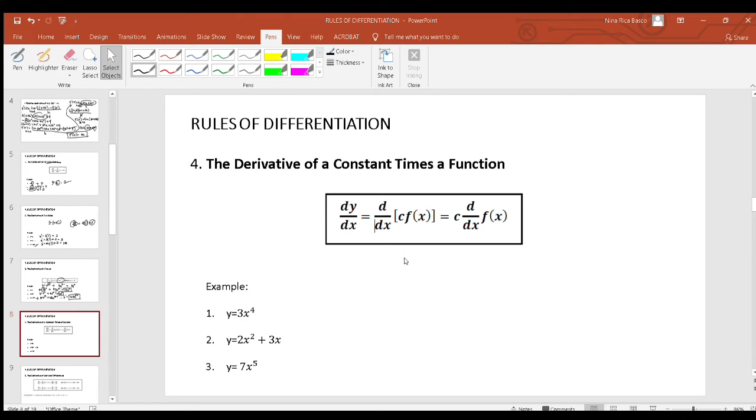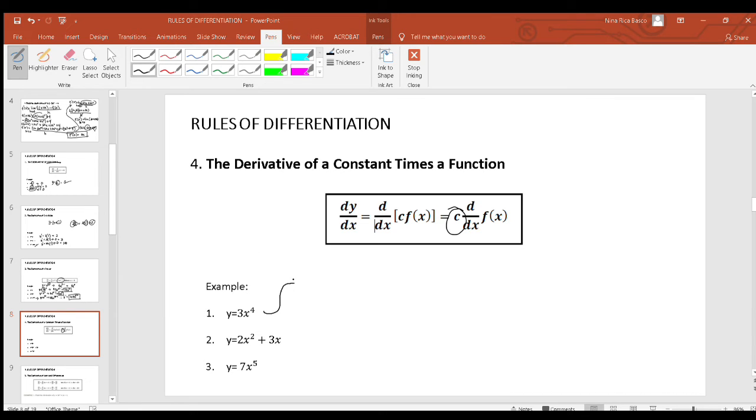How about if we have, ayun, parang na-discuss ko na siya kanina. How about with a constant times a function? Ayun, merong coefficient sa function natin. Yeah, for example, 3x raised to 4. So, andun pa rin constant natin or yung coefficient. Hindi natin gagalawin yan. But, we have to multiply the coefficient when we have a bring down exponent.